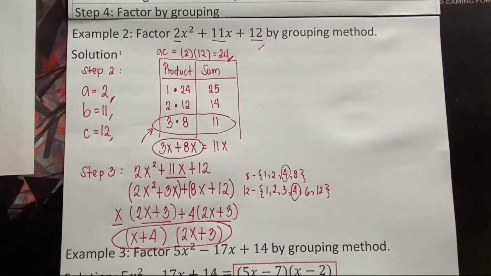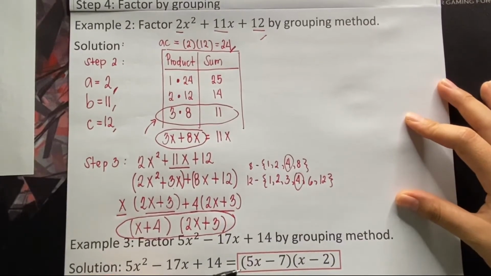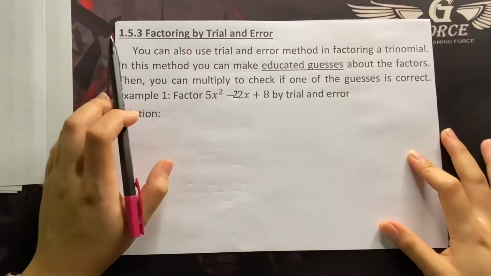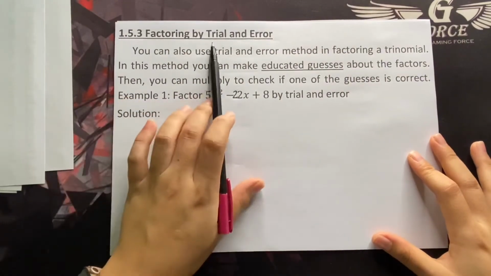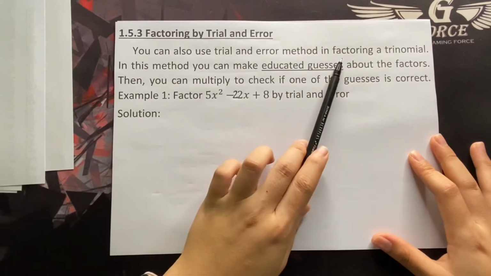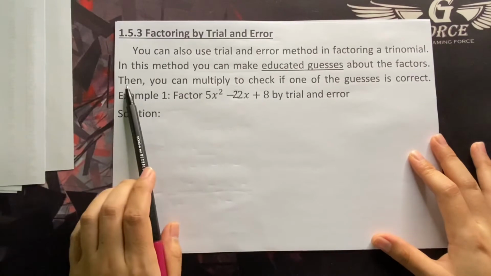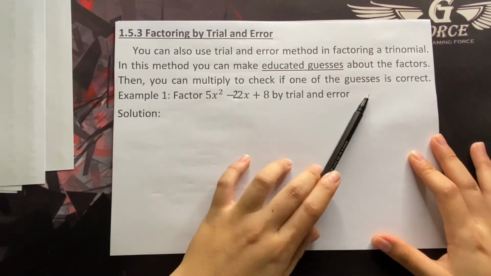For example number 3, pwede mong sagutan yan sa scratch paper. And this is the solution. Find the process. Lesson 1.5.3, Factoring by Trial and Error. You can also use trial and error method in factoring a trinomial. In this method, you can make educated guesses about the factors. Then, you can multiply to check if one of the guesses is correct.